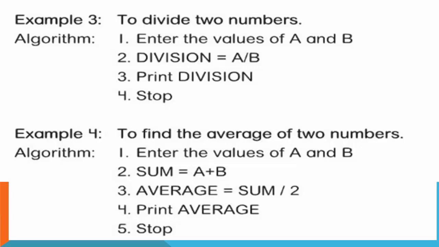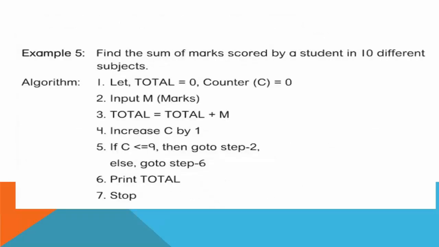Then we are going to assign the value of sum divided by 2 into the variable average. So average equal to sum by 2. Then we are going to print the value stored in the variable average. So the fourth step will be print average. And then the fifth step, as usual, stop the program. Let us move on and consider another example.